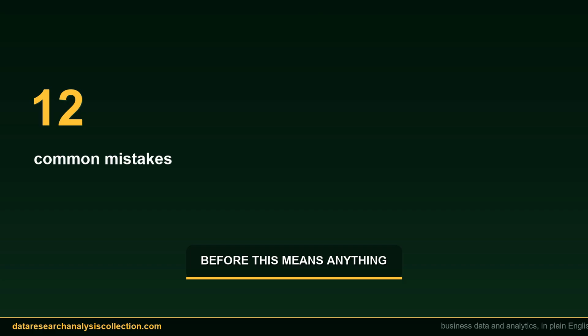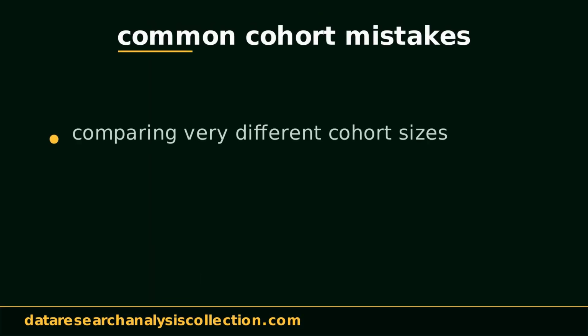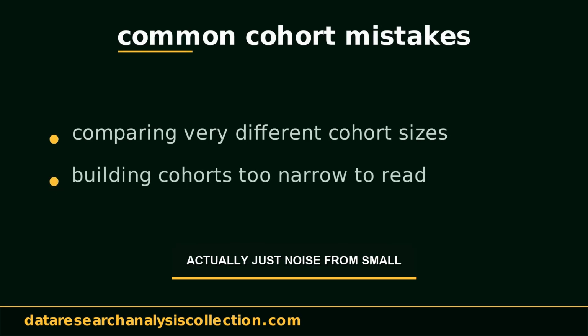How many customers before this means anything? A fair question is, how small is too small for this to be useful? With only a handful of customers per cohort, one or two cancellations swing the percentage wildly, and you risk reading a real pattern into what is actually just noise from small numbers.